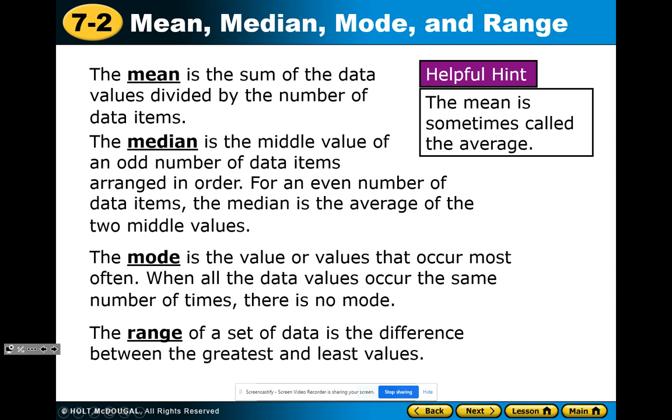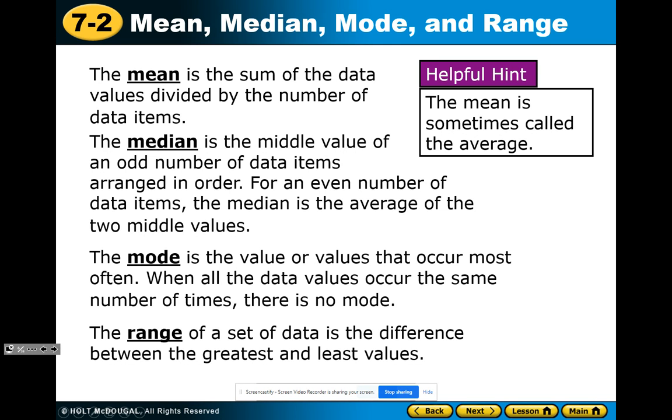Then the range of a set of data is the difference between the greatest and the least values. So the range in here, the youngest age we had was 12. Is there anybody that was 11? And the oldest age was 37, so I take 37 minus 12. 25 is the range, because going from 12 to 37, there's a difference of 25. So the range is there.